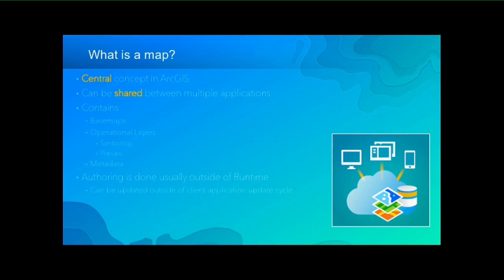It contains base maps, generally a set of read-only data that provides context for your operational layers, which sit on top of that. The operational layers define the data and generally a set of capabilities and functionality that go along with it. Things like the pop-up, and how you interact with that data, how the data looks through its symbology, all of that's contained with the layers inside of the map. And then additionally, it would have metadata about itself and where it came from.